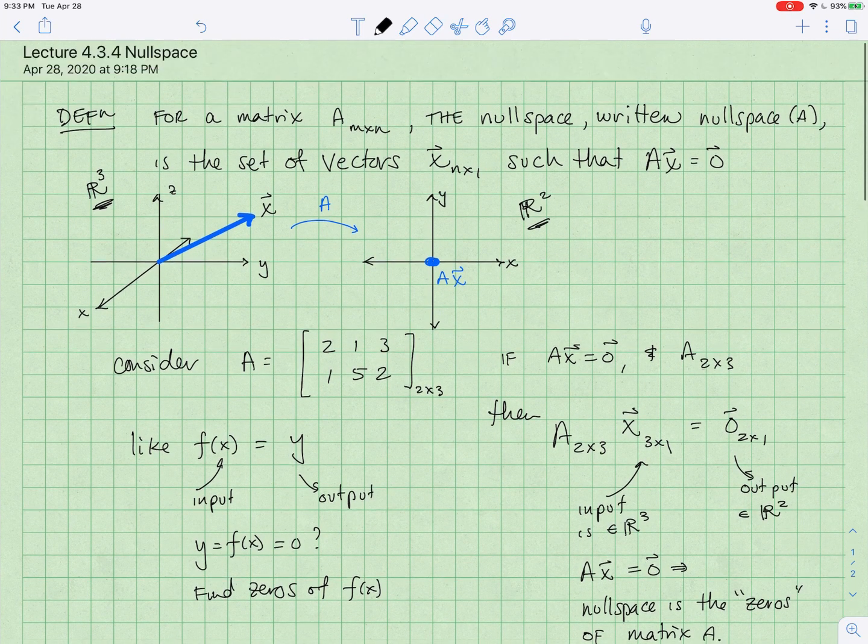So I just wanted to introduce that concept to you. Up here we have a blue vector in R3. I'm just going to call it x. And when we apply A to it, we get Ax, but that is equal to the 0 vector. And so we're looking for all vectors in R3, in this case, that get mapped down to 0. So let's take a look at an actual example.